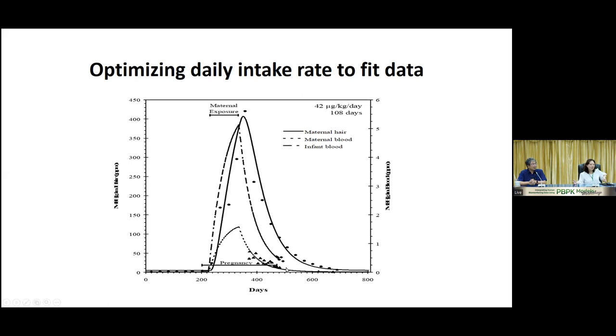And then they cannot measure what's in the fetus. So they measure what's in the baby after the baby was born. It's right here. And then the PBPK model simulated hair, which is the solid line, simulated the blood in mother, and simulated the baby before it was born and after it was born. And then by using this data, this input, they just keep trial and error, reconstruct this 42 microgram per kilogram per day. With this input, they were able to fit all of the data, the hair, the blood in mother, and also blood in infant.